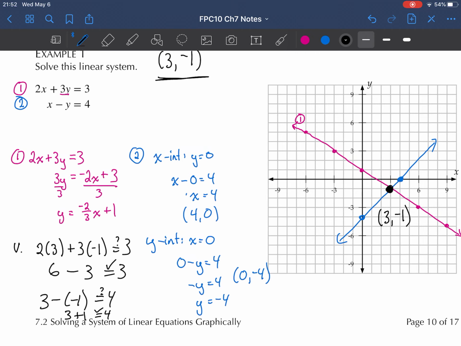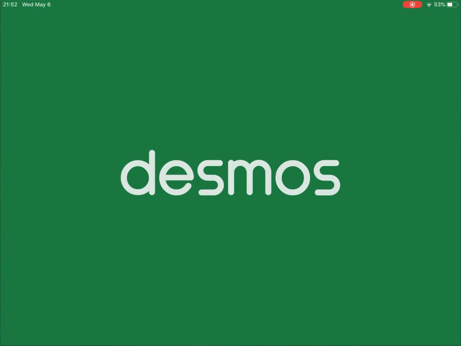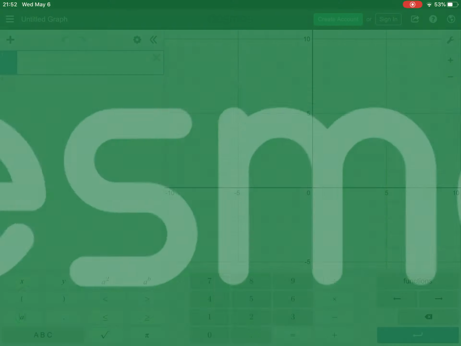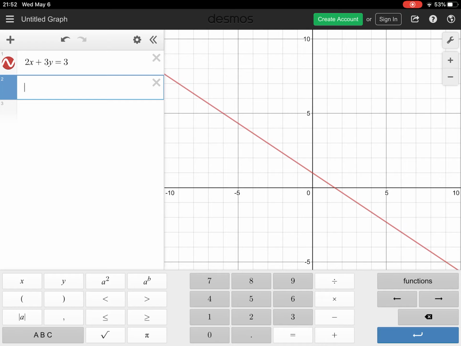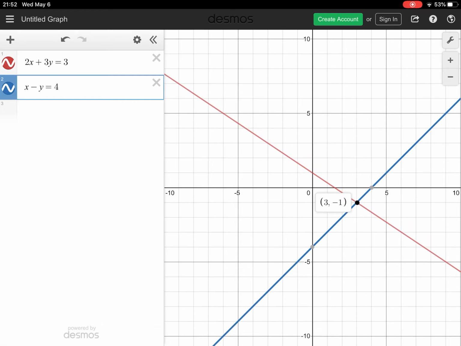Now, we can check this out in Desmos. Let's just quickly run over there to see how it looks in Desmos. So let's head on over. Desmos. And we type in our equation, 2x plus 3y equals 3, and x minus y equals 4. We can see right there's our point at 3, minus 1. Desmos doesn't care how you type in the equation, just so long as you type it in.